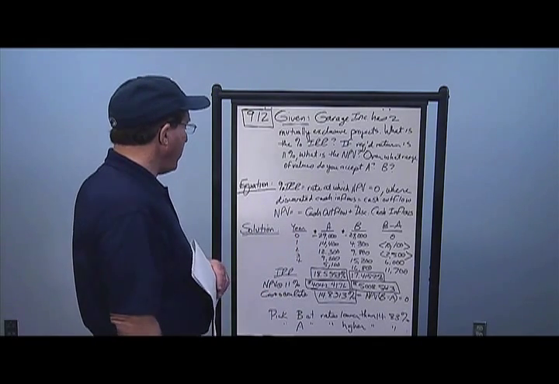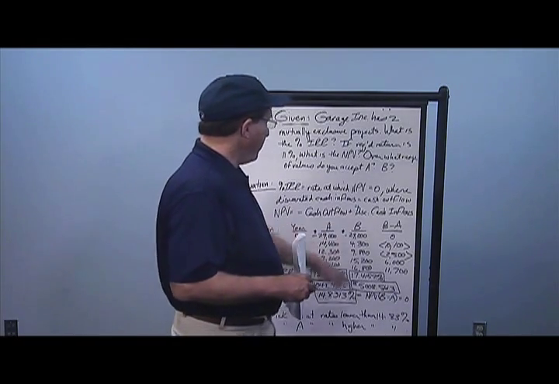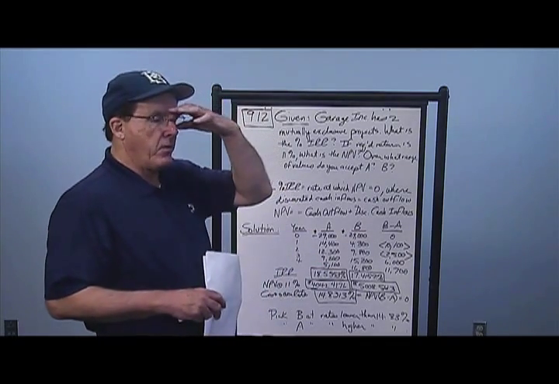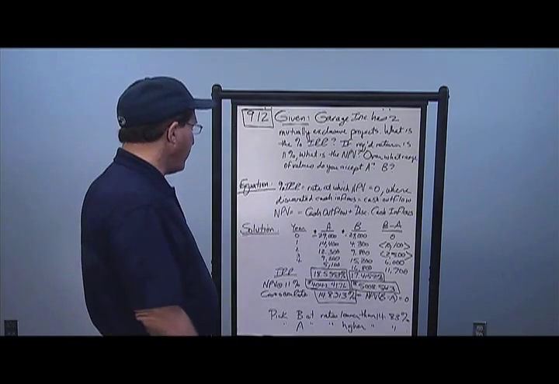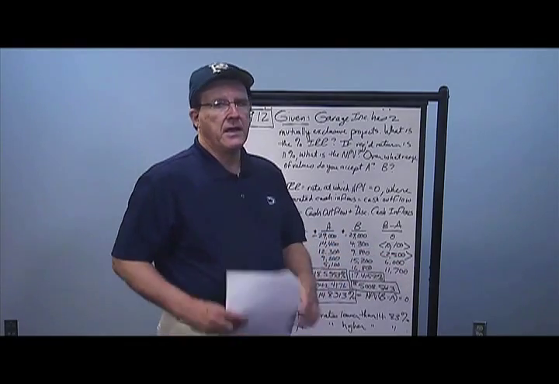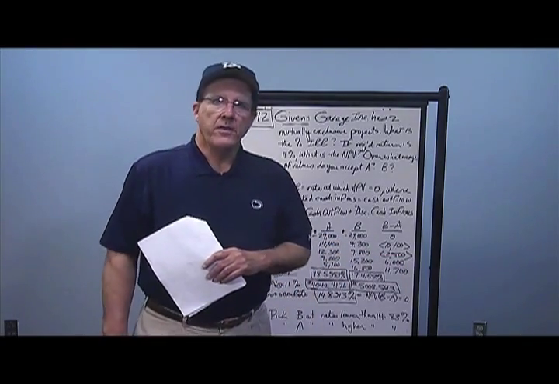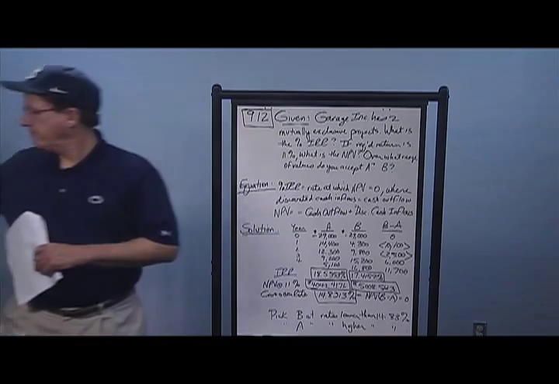So be careful whenever you have two mutually exclusive projects. Calculate the IRR, but be aware that these NPV profiles might cross over, and always do the NPV. NPV is the best decision rule. There are your answers to problem number 12.